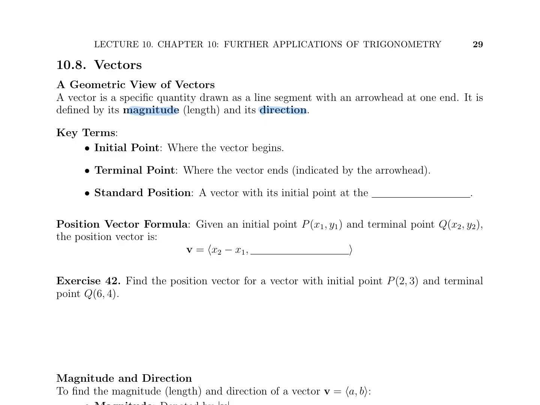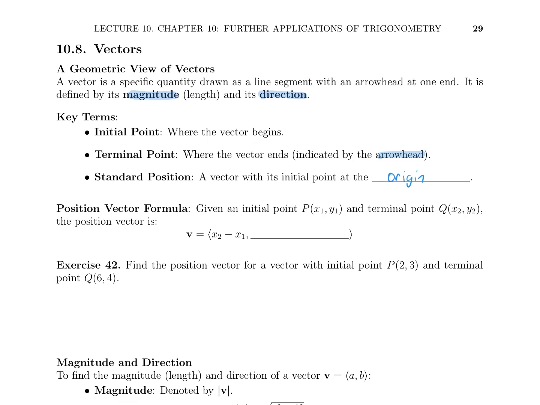There's an initial point, that's where the vector begins, and a terminal point, that's where the vector ends. The endpoint will have an arrowhead. The standard position is a vector that has an initial point at the origin. That's called the standard position vector.